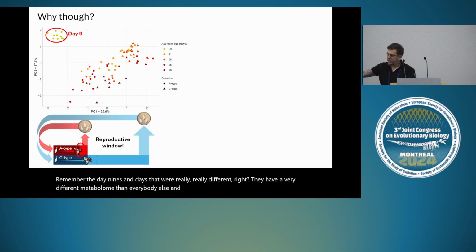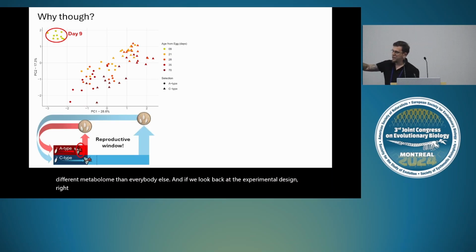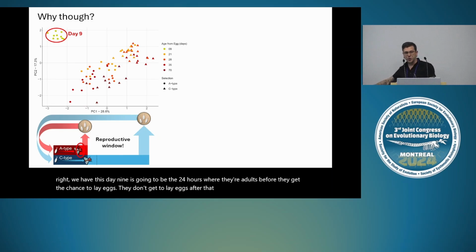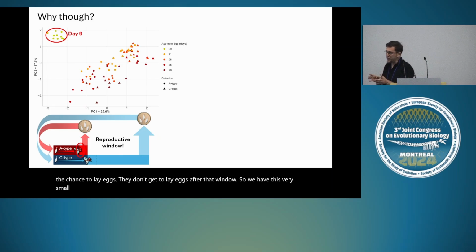And if we look back at the experimental design, day 9 is going to be the 24 hours where they're adults before they get the chance to lay eggs. They don't get to lay eggs after that window. So we have this very small window that reproduction is involved before the selection comes into play.